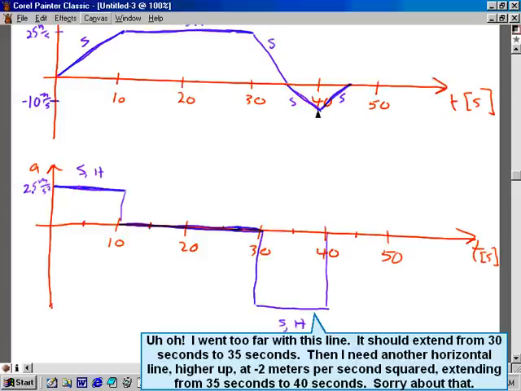And at the end of that 5 seconds, we jump up to a positive acceleration of 2. We actually jump up 2 meters per second in 5 seconds. I'm sorry, 10 meters per second, from -10 to 0 in 5 seconds. So that's an acceleration of 2 meters per second squared. I'll put that on there.